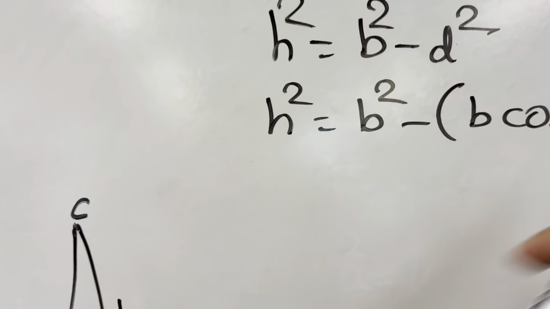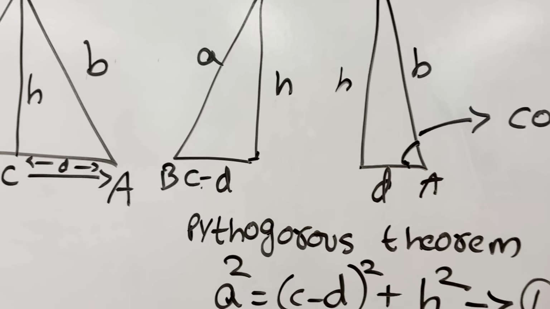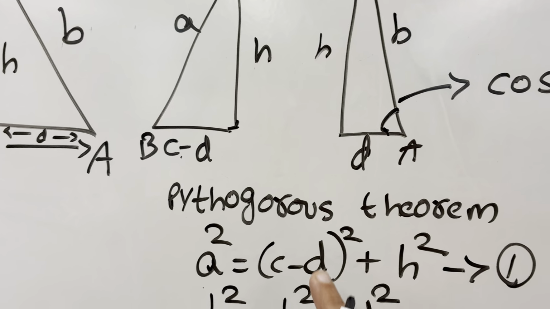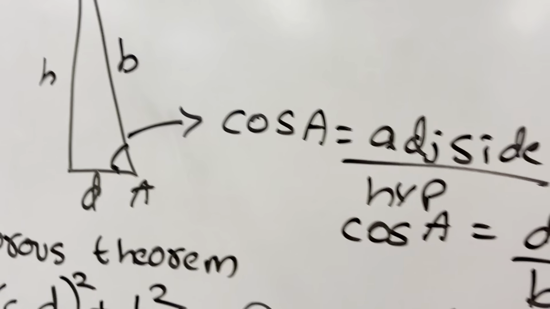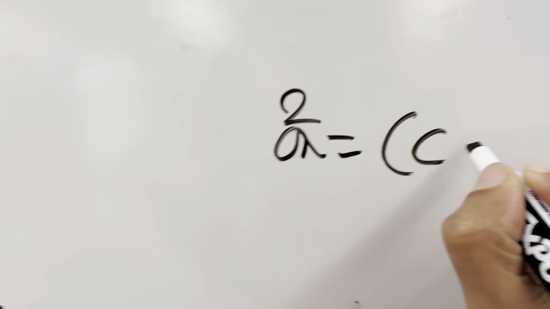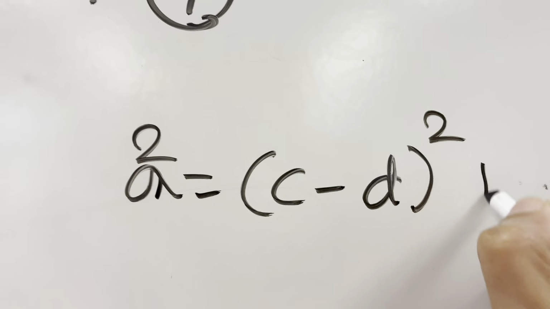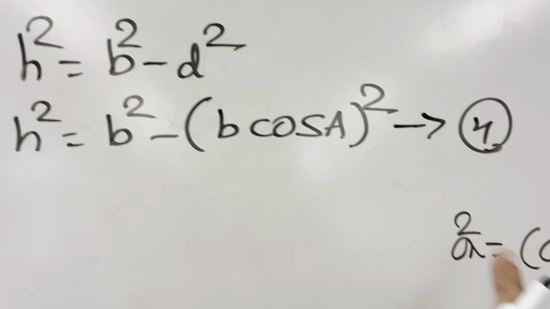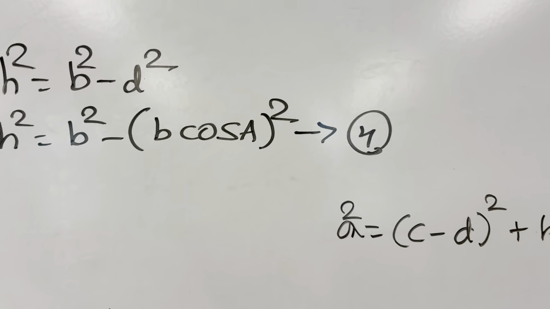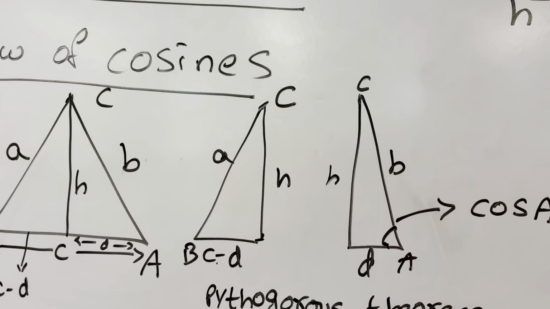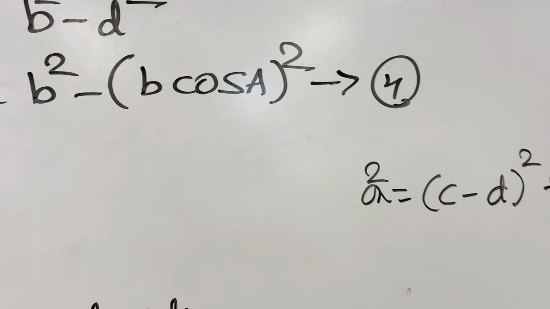And now let's name this equation as equation 4. So now I'm going to take my first equation, which is a squared is equal to h squared plus (c minus d) whole squared, and rewrite here a squared is equal to (c minus d) whole squared plus h squared. Now I'm substituting my fourth equation into the first equation because the height is common for both of these triangles, so the h squared value should remain the same.